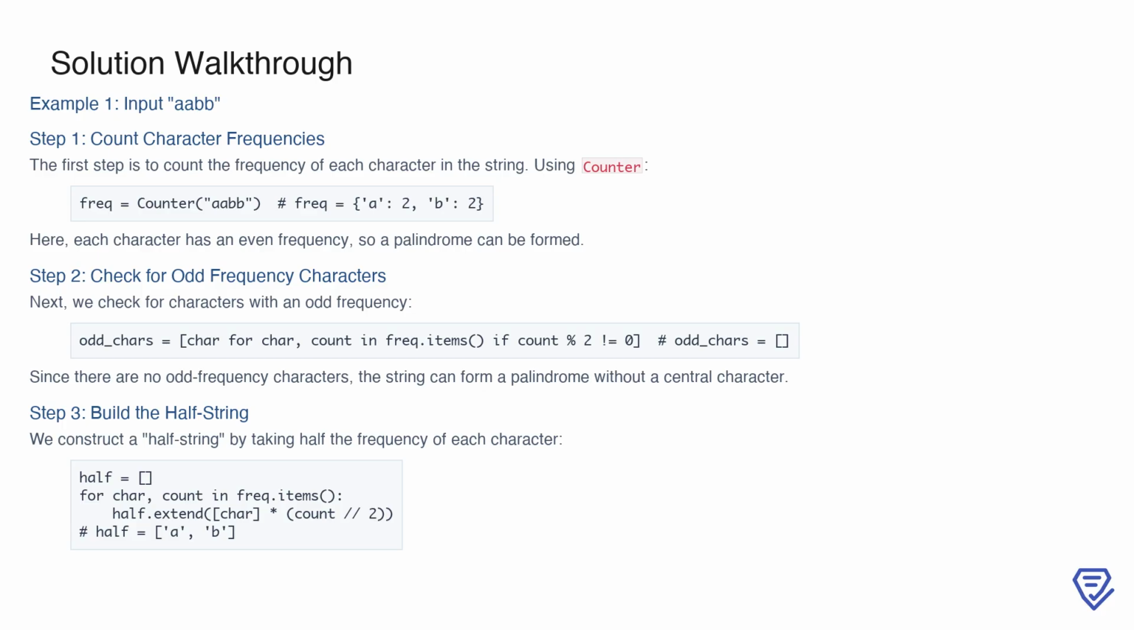The next step is to build what we call the half string. For each character, we take half of its frequency and repeat it accordingly.